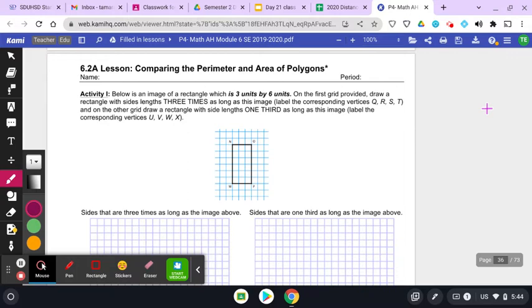And on the other grid, draw a rectangle with sides 1/3 as long as the image. Label the corresponding vertices U, V, W, X.